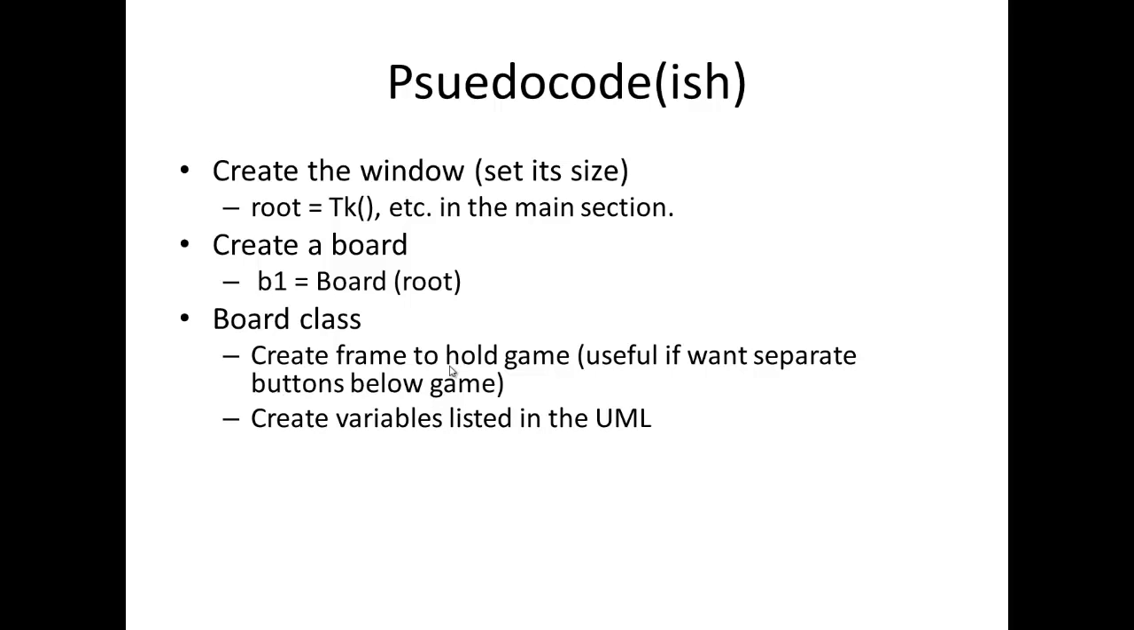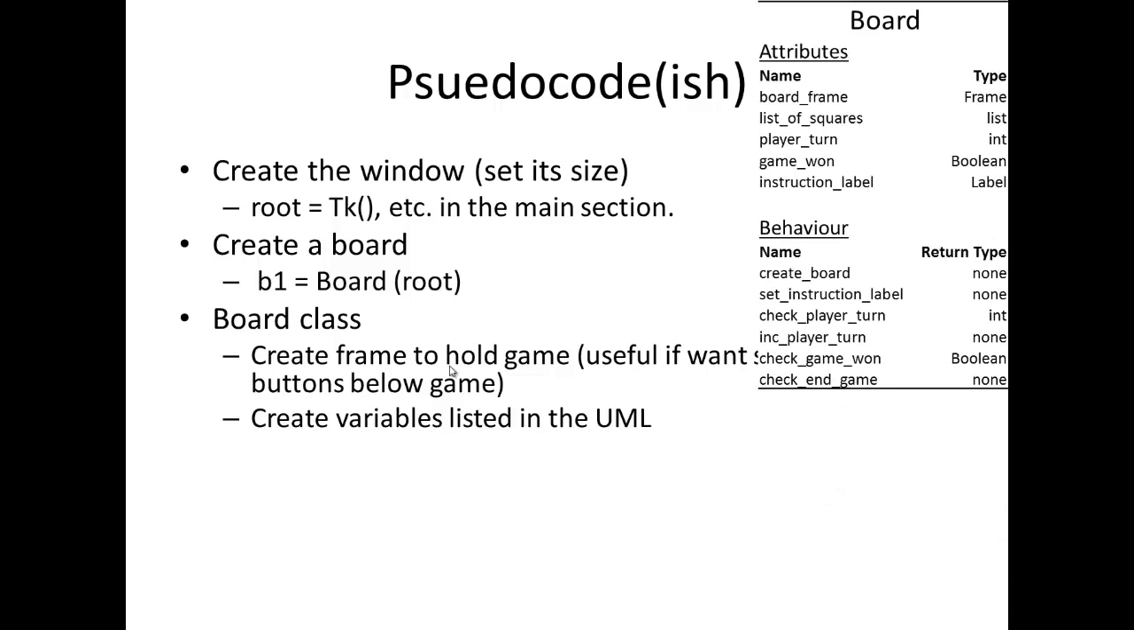So it's going to create the variables. We're going to create the variables listed in that UML. In case you've forgotten that, it looks something like that. So that's the attributes at the top. So it's going to create the board frame, the squares list, and it's just going to be empty. The player turn integer to keep track of whose turn it is. Whether the game is won, first of all set to false, obviously, since we have just started the game, and create that instruction label. So that's going to be done.